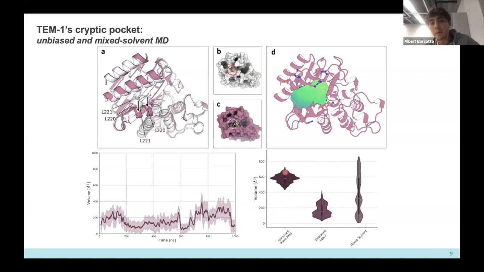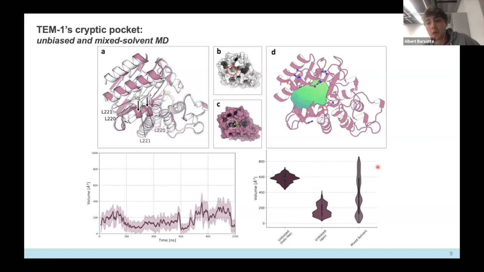So I can start from the holo configuration, remove the ligand, and simulate the open configuration of a pocket in order to control how the volume fluctuates along an open configuration of a pocket. And this is what I would like to get starting from the apo configuration as well. But instead, along an unbiased MD simulation, I'm not really getting close to an open state. I can do something better than this.